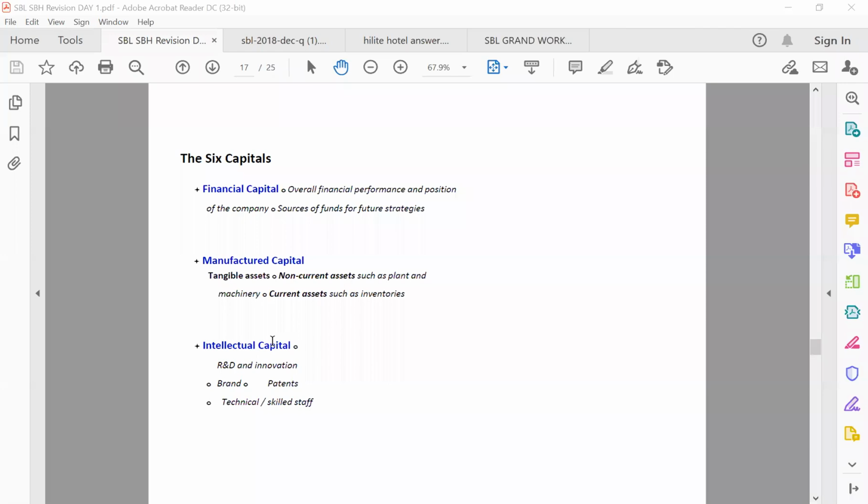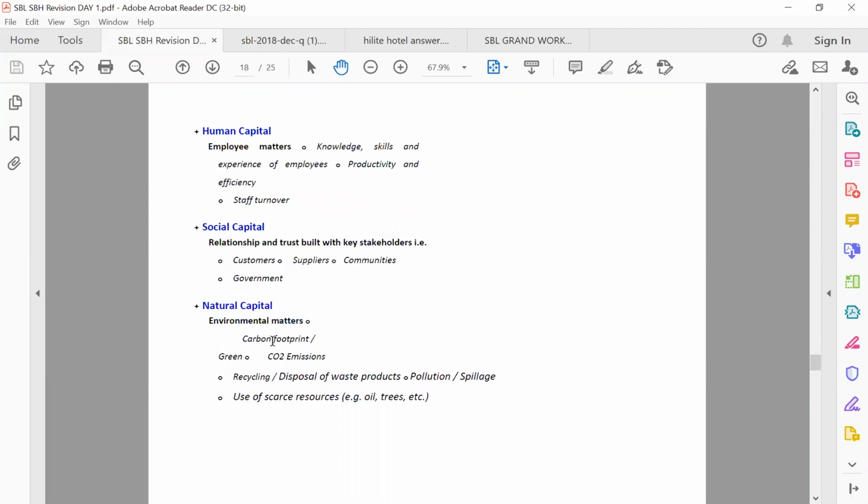Then we have the intellectual capital. Sir, what do you mean by intellectual capital? Basically, intellectual capital is all about research and development and innovation. How do we innovate our product? What is something different that we are introducing within our product? What are the ways in which research and development will take place? How do we resource our department? Brands, patent rights, any intangible, intellectual assets that we can include in the company, the technical staff, the skilled staff, each and everything will be included in the intellectual capital.